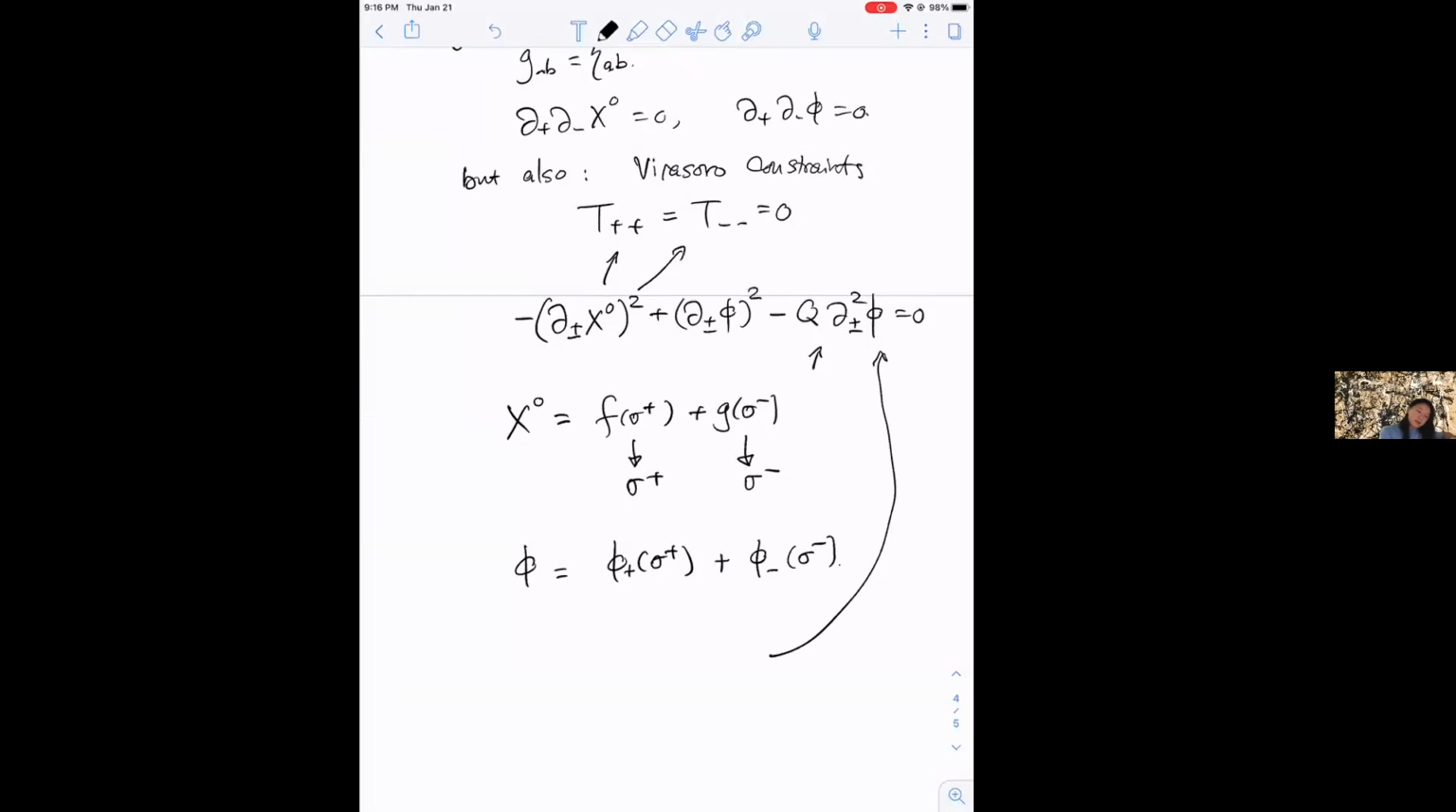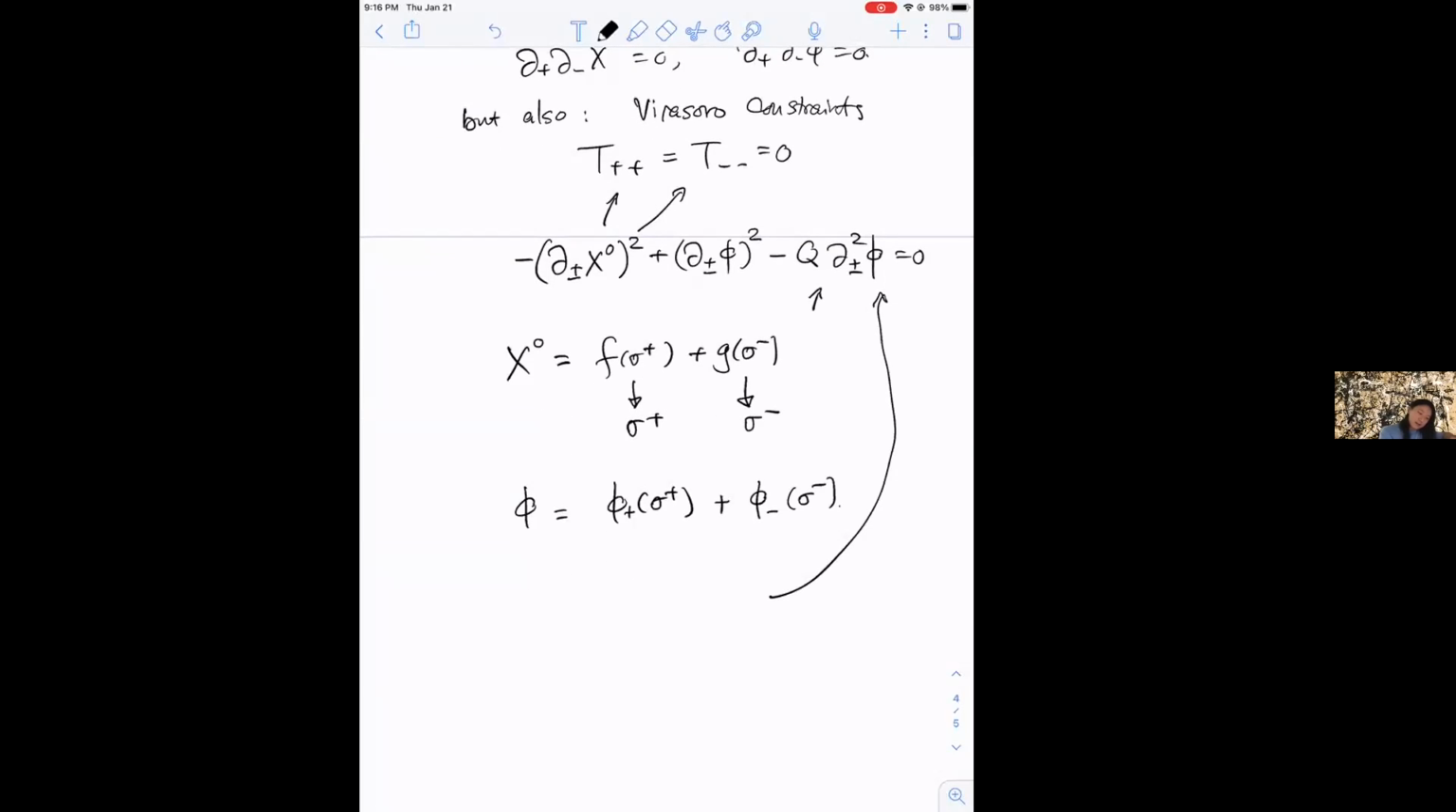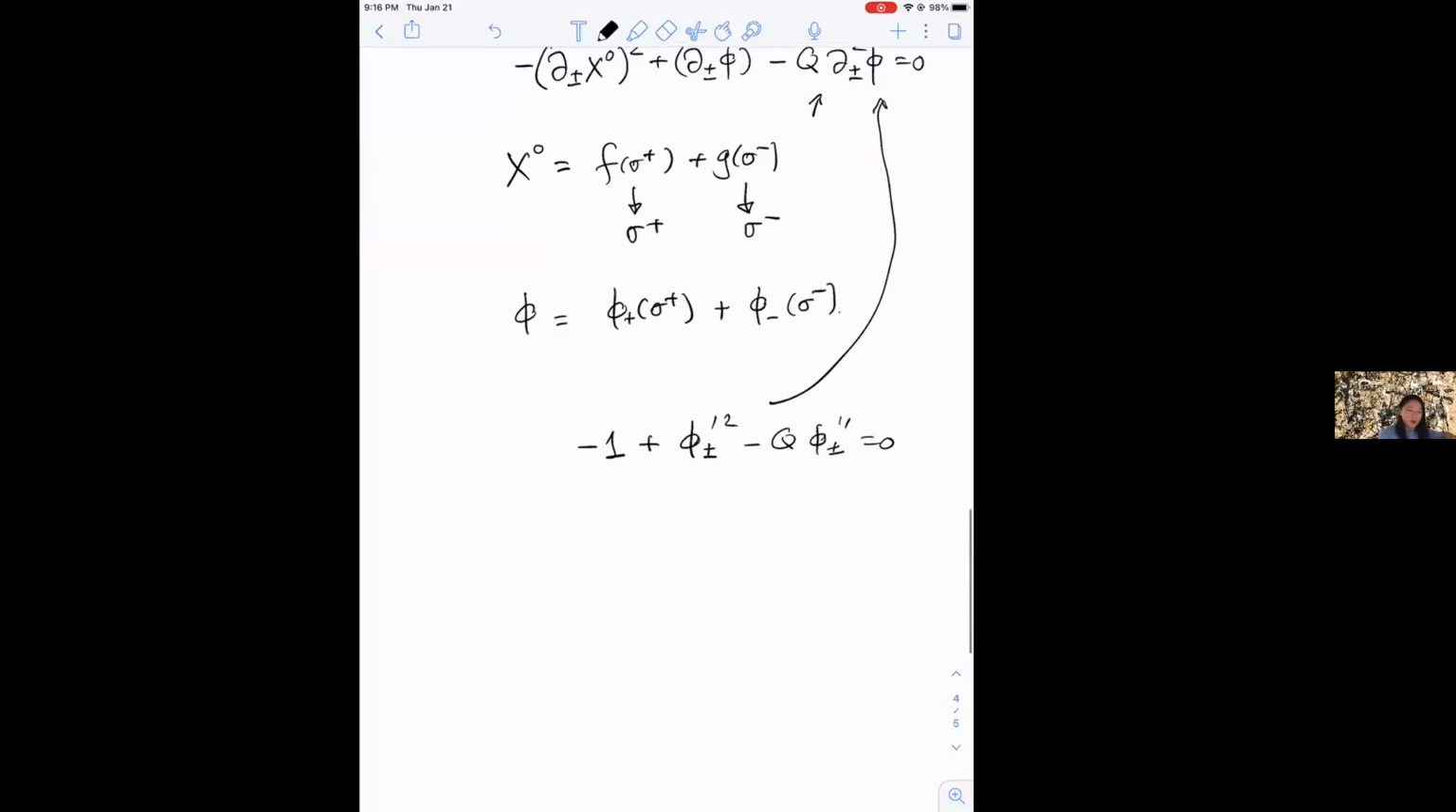From this equation, we see that they obey the equation, minus one, the first term partial plus or partial minus X naught, that's just equal to one now, by my choice of coordinate. So phi plus minus prime squared minus q phi plus minus double prime equals zero. Okay, so you can solve the equation and you find the solution. Phi is equal to phi naught minus q log cosh of sigma plus minus some constant over q, and a similar term with sigma minus. That's the most general solution.